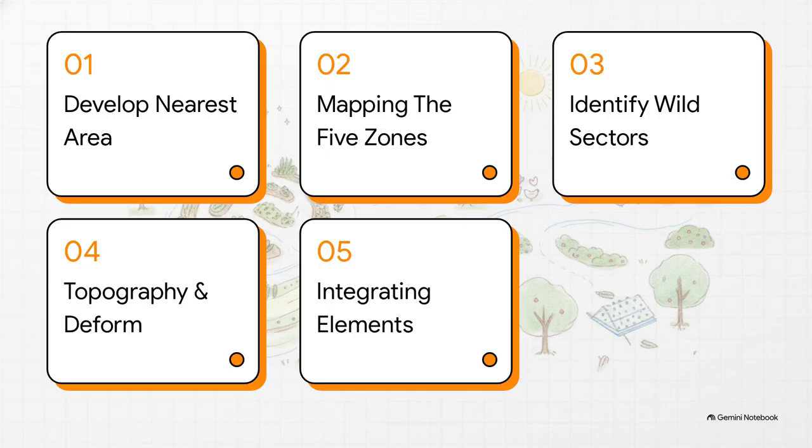Okay, here is our step-by-step blueprint for today. 1. Develop the nearest area first. 2. Mapping the 5 zones. 3. Identifying wild energy sectors. 4. Topography and zonal deformations. And finally, 5. Integrating elements to close loops.